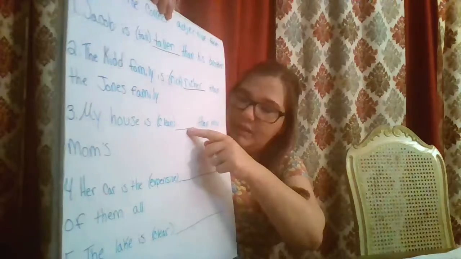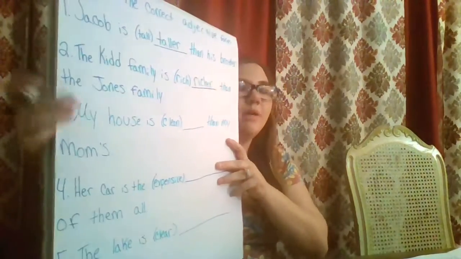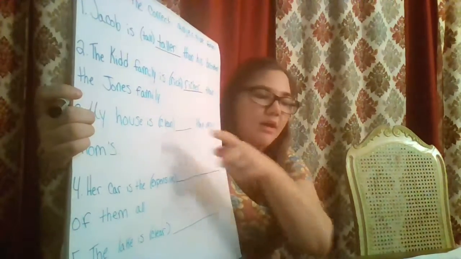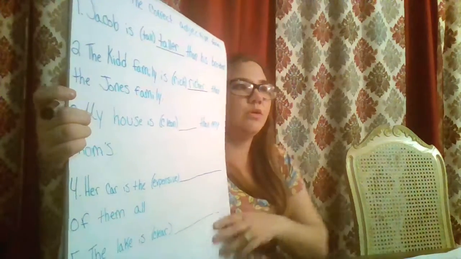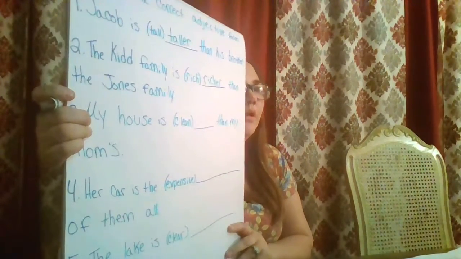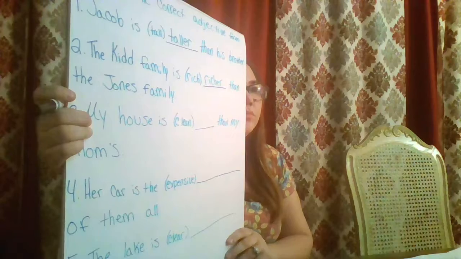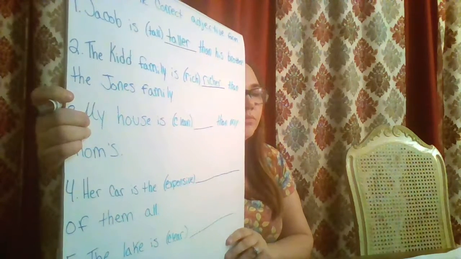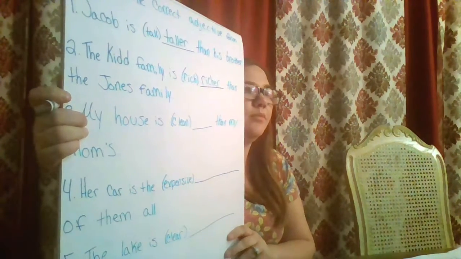And then number 3. It says my house is clean, blank, than my mom's. Are we going to use the positive, comparative, or superlative form? Comparative. And what word would that be? Cleaner. Good job. You're doing awesome.